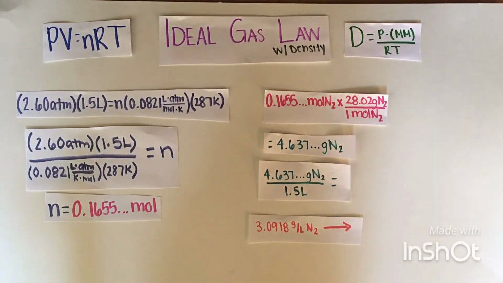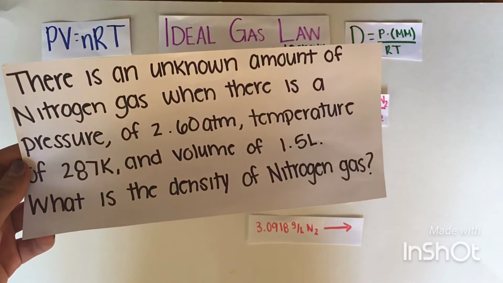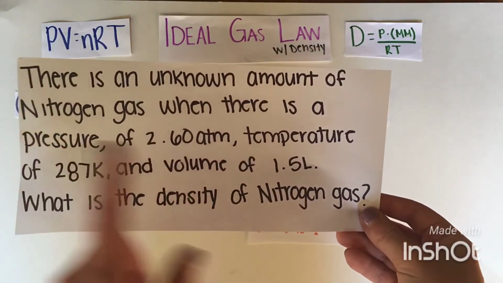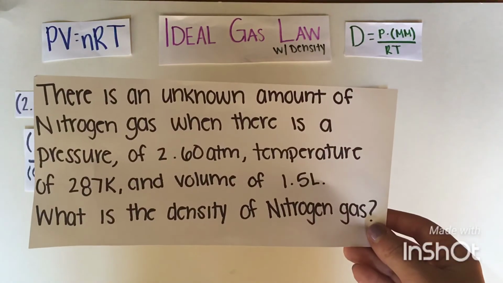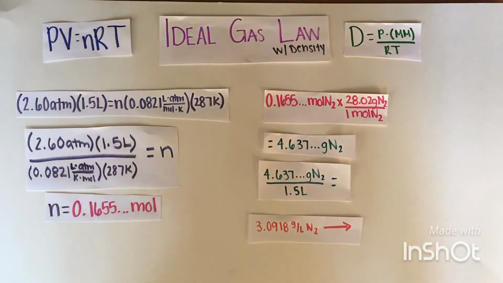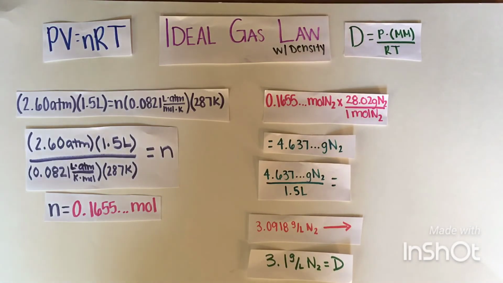Lastly, you'll have to look back at your problem one last time to determine the number of sig figs. Now here you see that there's 3 sig figs here, 3 here, and 2 here. And you look for the least number, which in this case is 2, and that's what you need for your final answer. So you'll have to round 9 up to 1, and for your final answer, you'll get 3.1 grams over liters of nitrogen gas is the density.